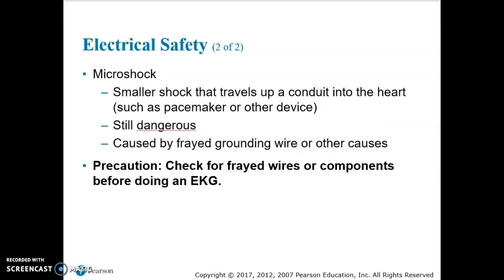And then microshock, it can happen while doing the EKG. It's a smaller shock that travels up the conduit into the heart, such as the pacemaker or other device. It's still dangerous and it can be caused by frayed or improperly grounded wires. So again, properly maintaining the EKG is important. Microshock is lower voltage than macroshock. And so do know the difference between those two.